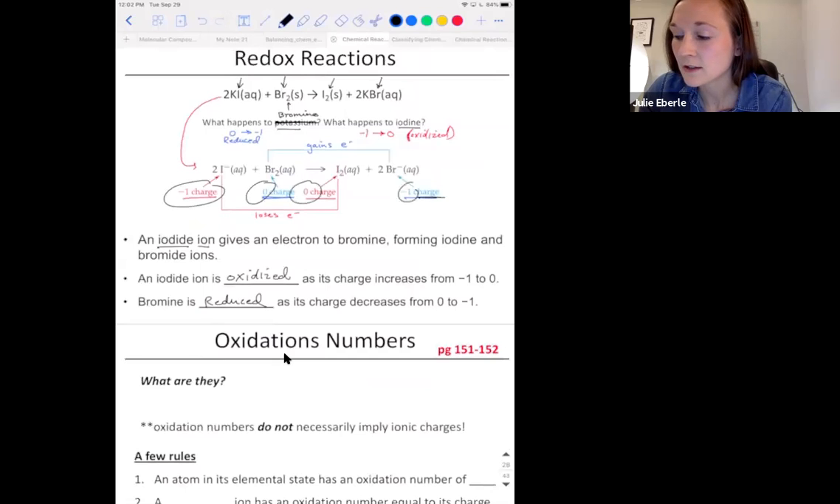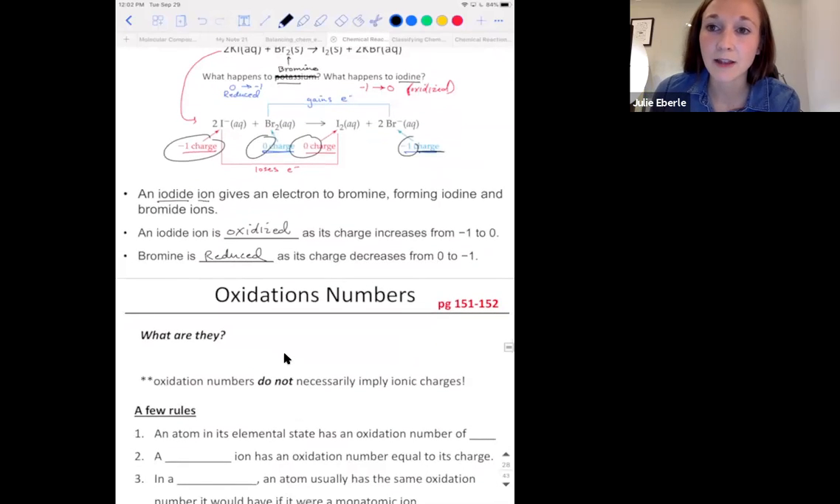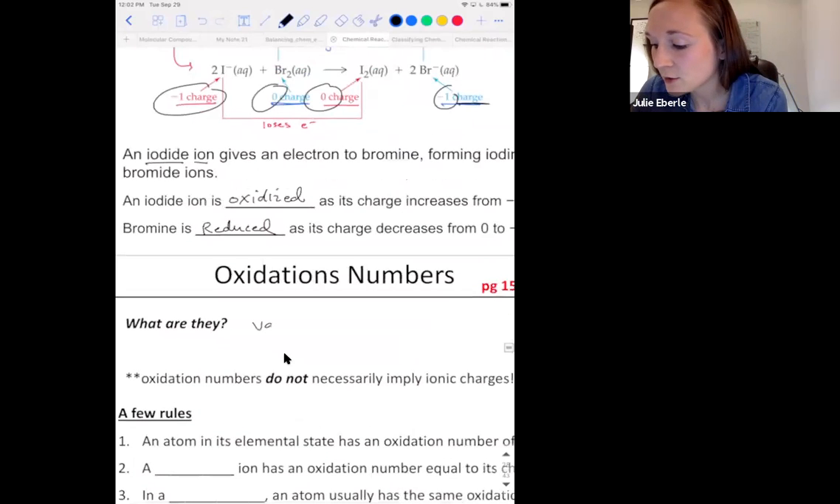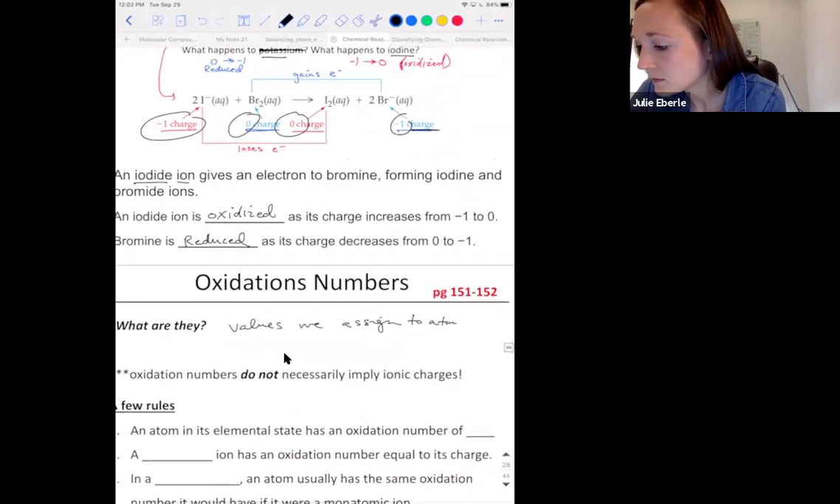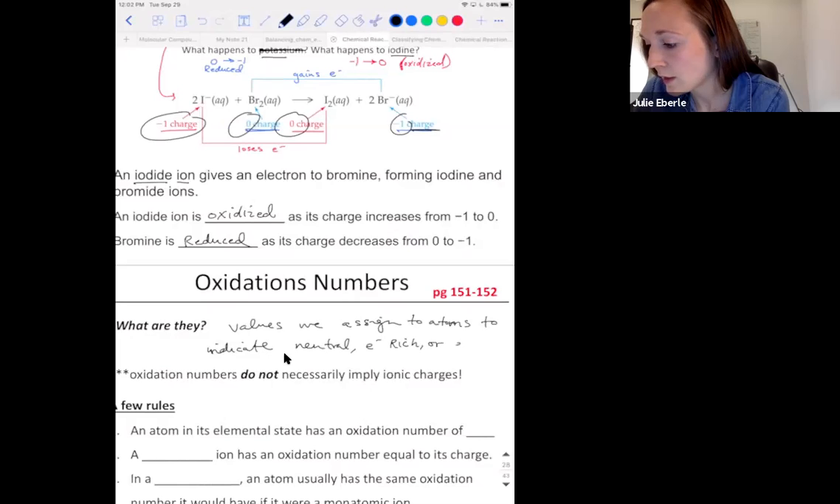I know we're saying that's the charge. This is where redox gets kind of nuanced, because what we're actually writing in here are the oxidation numbers. Okay, we call them oxidation numbers. What are they? These are values we assign to atoms to indicate whether an atom is neutral, electron rich, or electron poor. Okay, what is an oxidation number?